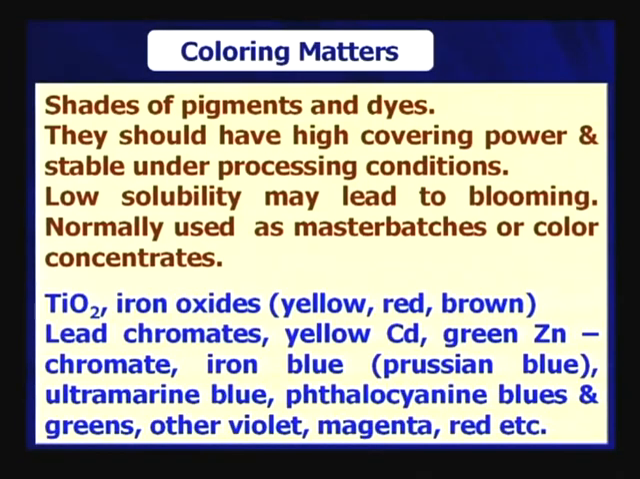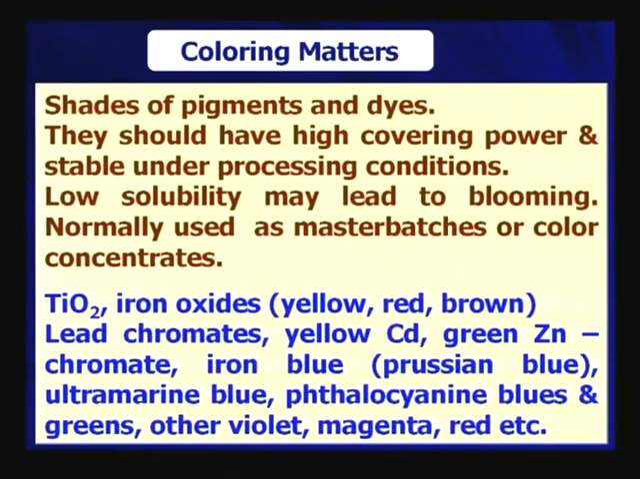Titanium dioxide, iron oxide, it may again be yellow iron oxide, red iron oxide, brown iron oxide, lead chromates, yellow red chromates, yellow cadmium, green zinc chromate, iron blue, Prussian blue, ultramarine blue, phthalocyanine blue, blue and greens, other violets, magenta, red color, etcetera, these are available and these are used for coloring of polymers. Not only that, say colors of paints and surface coatings, Asian Paints, Berger Paints, they are competing with each other for different color shadings, for coloring of your interior wall, outside wall, or coloring of any other object. So, all of those contain these coloring pigments or dyes.